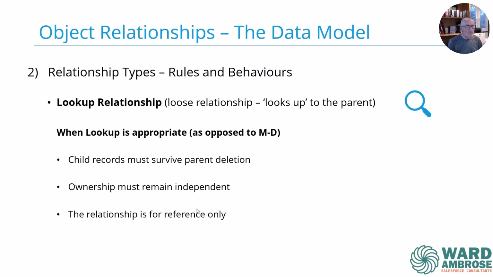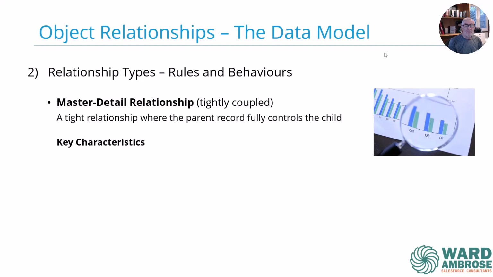Let's talk about master detail relationships. These are a very different beast. They're more tightly coupled, and this tight relationship means that the parent record fully controls the detail record, which is the child. So now we are going to talk about which record is the master. The master is the parent, and the detail is the child. The child record has no owner. And if you were to investigate or examine a record that is on the detail side, you won't find an owner field on there. It doesn't exist.